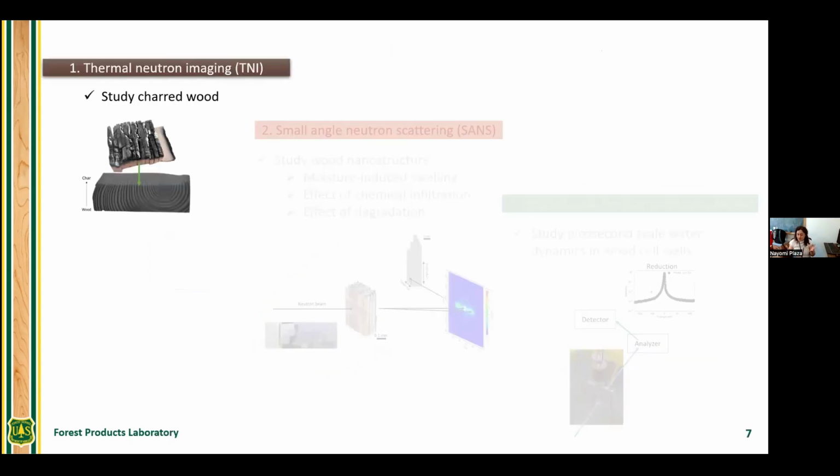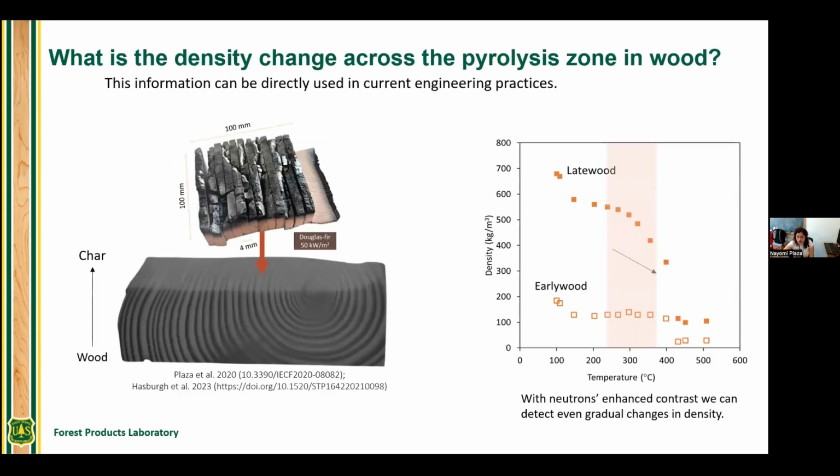So now I'm going to talk about three different examples of how I'm using neutrons in different cases to better understand specific wood properties. The order of these is somewhat related to how difficult it is to prepare the samples. So first, I started looking at thermal neutron imaging to study charred wood.